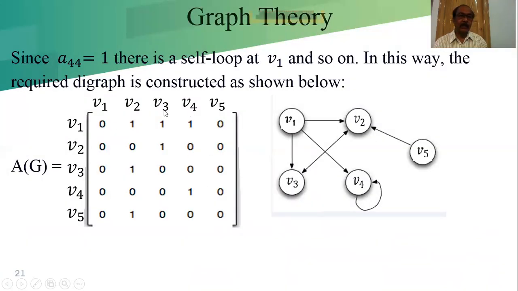This is V4. This is not V1. This is V1, V2, V3, V5, V4. V5 to V2. That's why V5 to V2. Sorry.